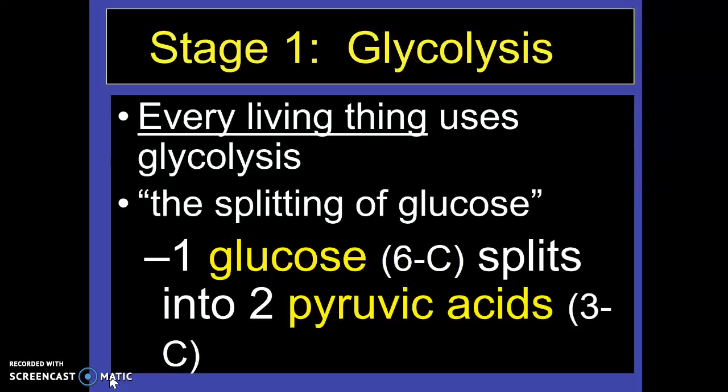So remember in the equation, we need one glucose molecule, which is 6 carbon. It's going to split into 2 pyruvic acids, and each of those pyruvic acids has 3 carbons in it. Okay, so the first step of aerobic cellular respiration is glycolysis. And we're going to break down this glucose and split it into 2 pyruvic acids.